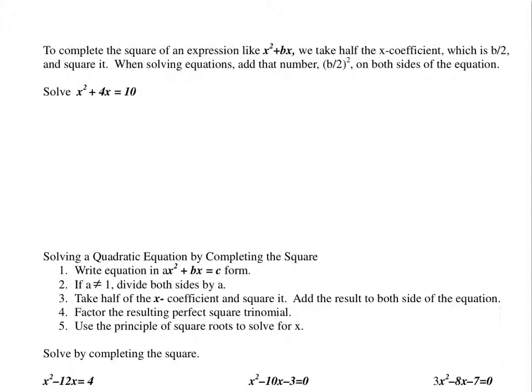So now we're going to complete the square. If we start off with something like x squared plus bx, and we want to write it as a perfect square, we start by taking half of the x coefficient, half of the number that's in front of x, which is, in this case, b over 2. We square it, so it's b over 2 squared, and we add that number to both sides.